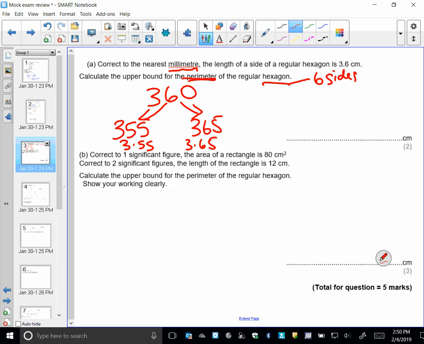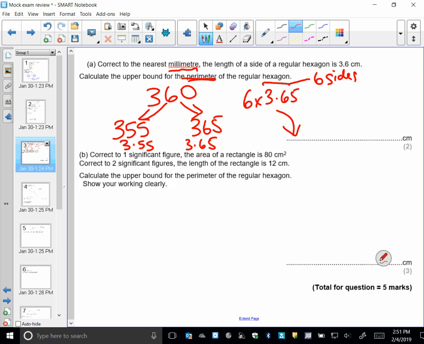But if it was 3.65, wouldn't you round up to 3.7? So no, remember it's the bound, it's the boundary. So officially when we're doing upper and lower bounds, the 5, you take as the maximum value. Oh my gosh, I have to do this now. So, okay? If we've got a perimeter of a regular hexagon, we would then do 6 multiplied by 3.65, and that answer goes in there. Okay?